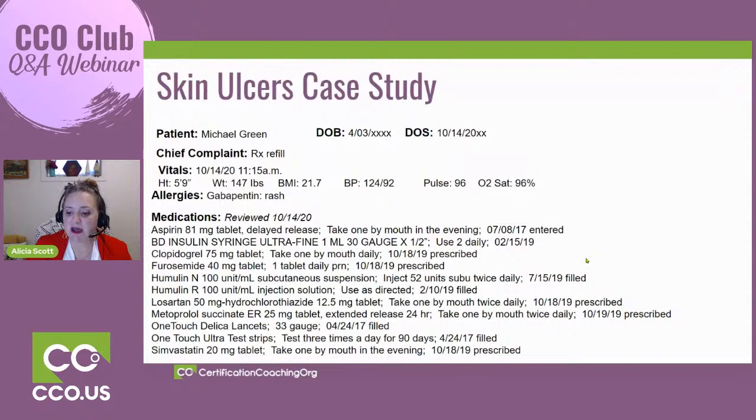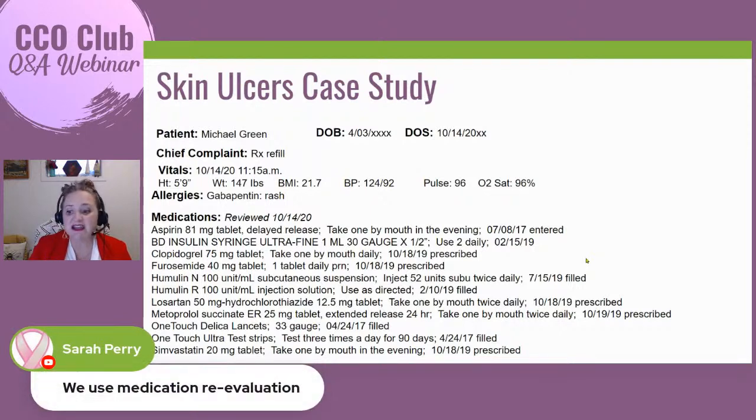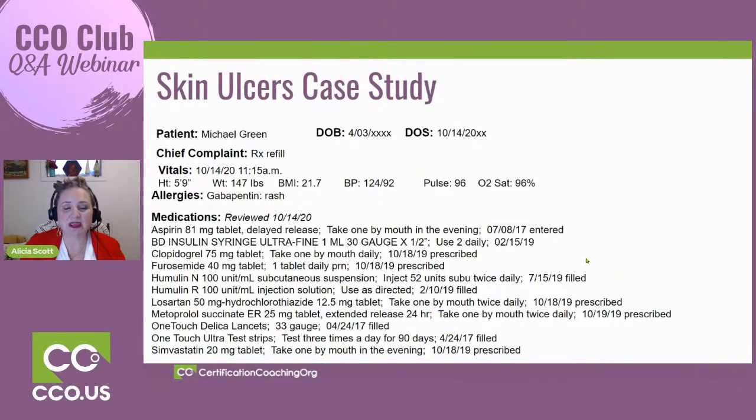Now, Sarah made a good point. We use medication reevaluation. That is an excellent one, I'm going to remember that. Yes, that is a very good way to state it, because that shows medical decision making, not refill or RX refill. Not a good one.